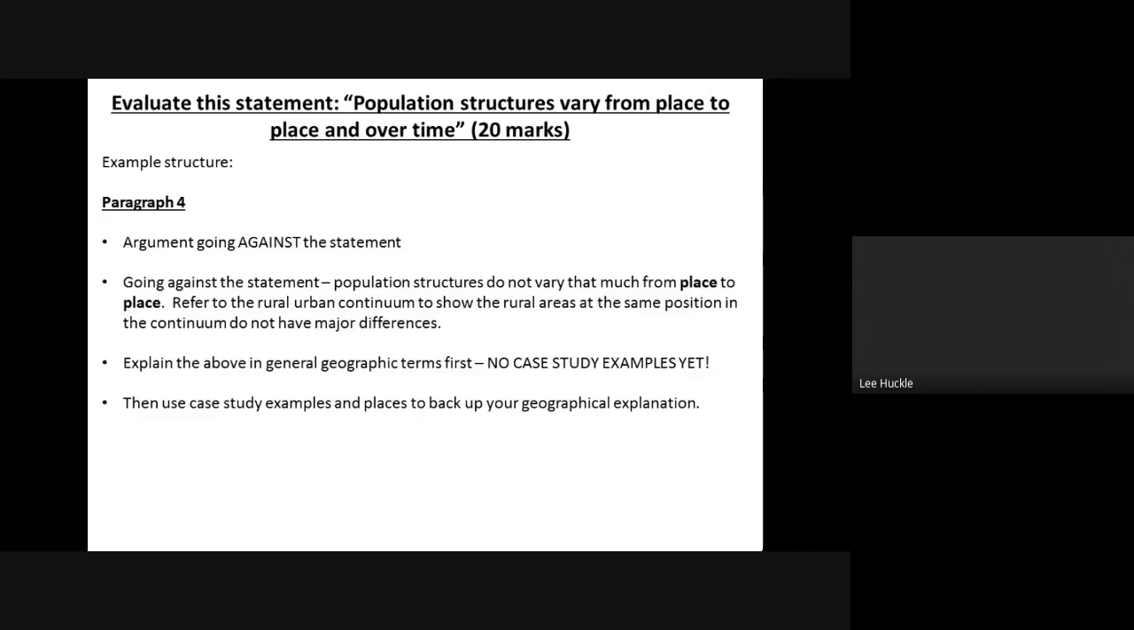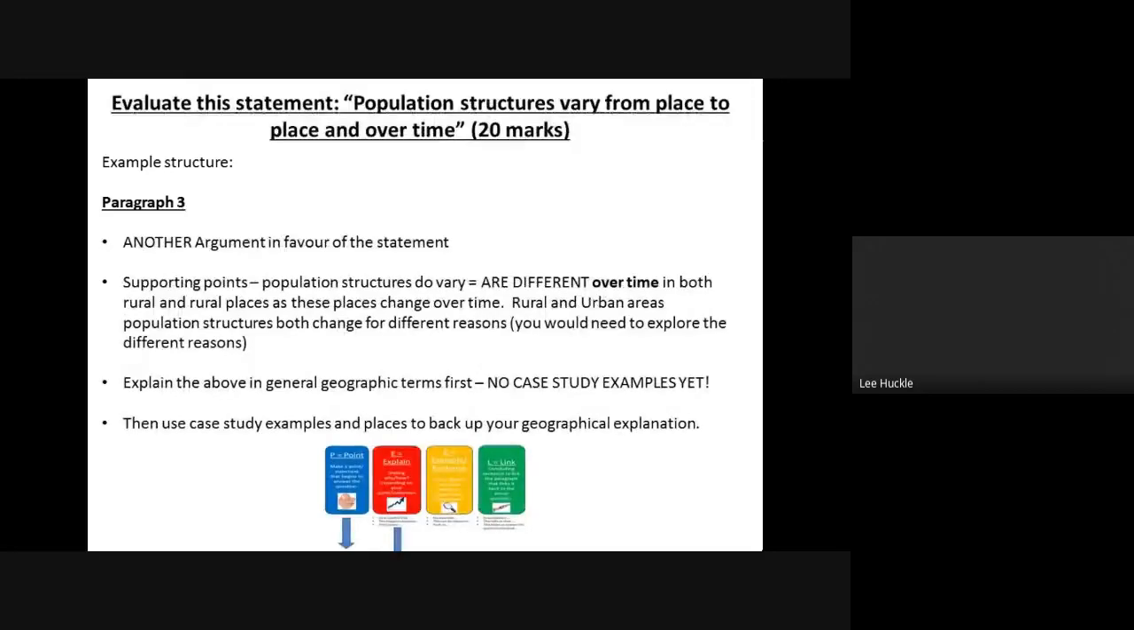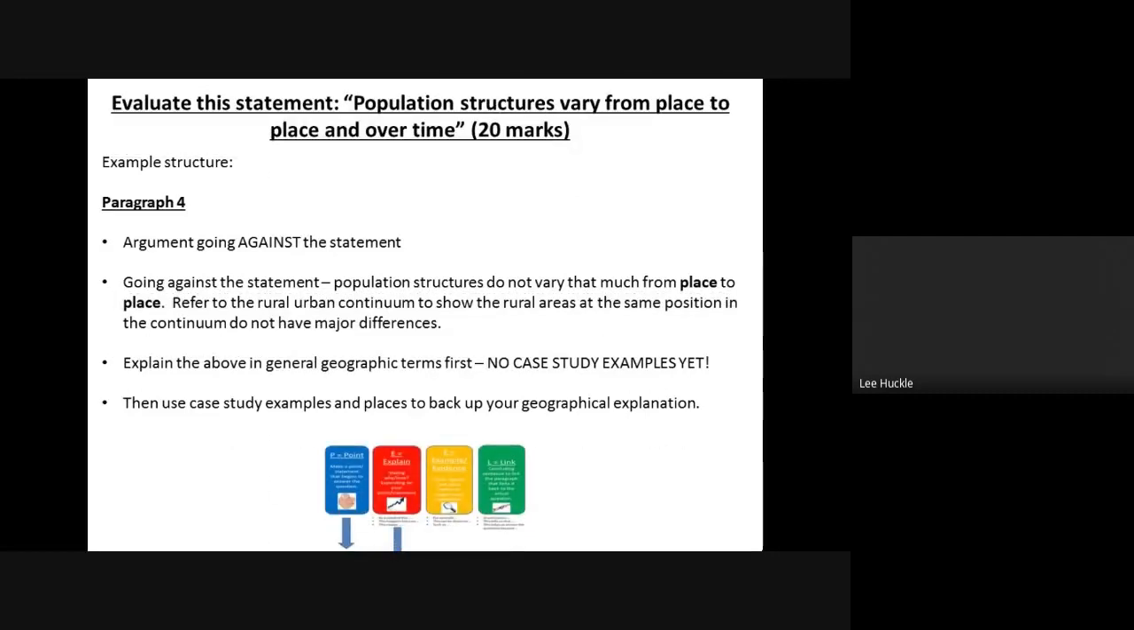So here, argument going against the statement, and going back to my previous point, the population structures do not vary that much, and that's the manipulative bit, that much from place to place. And this is where I've said refer back to the rural-urban continuum to show that rural areas at the same position do not have major differences. Explain it generally first, back it up with case studies, make sure it's peeled.